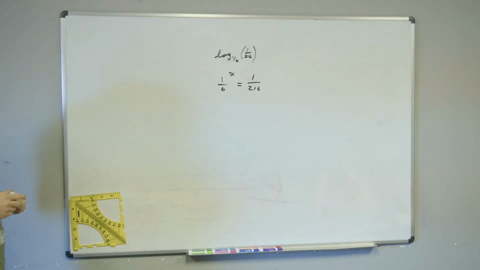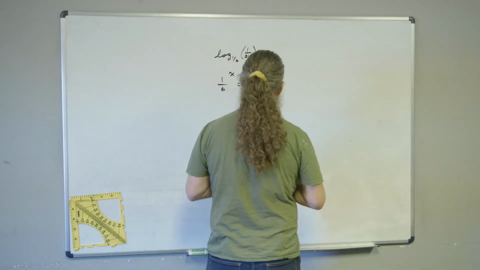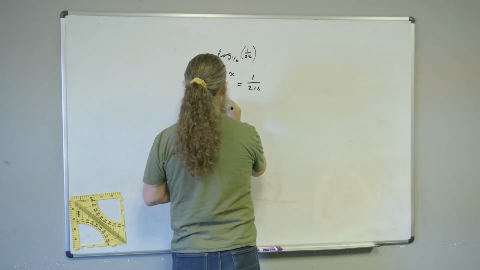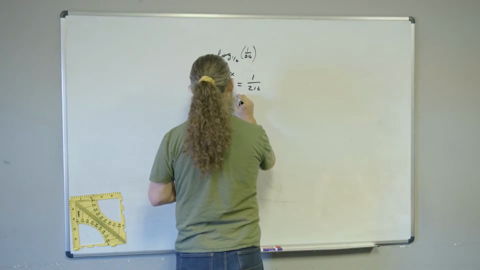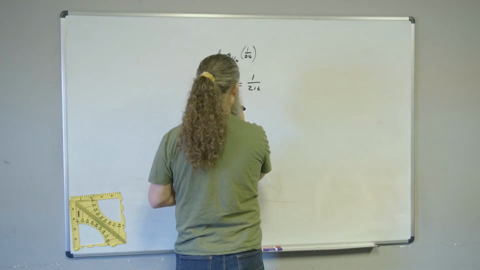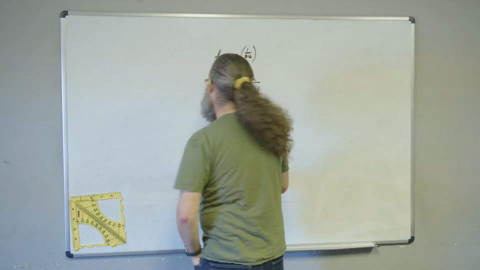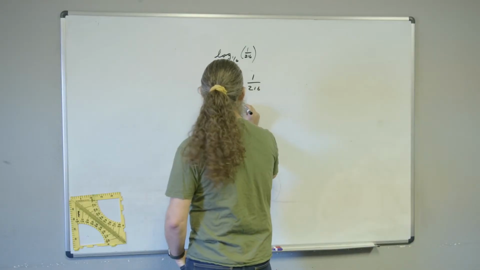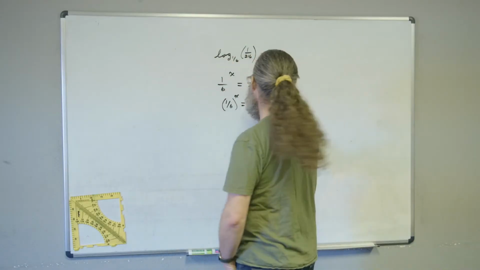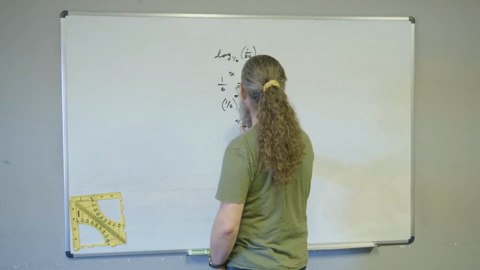6 to the third is 216, which means 1/6 to the third is 1/216. What were you going to ask, Stephen? Yeah, if you want to deal with all the negatives later, yeah. Because a negative divided by a negative is positive. If that helps your brain get there, go for it. 1/6 to the third, x equals 3.